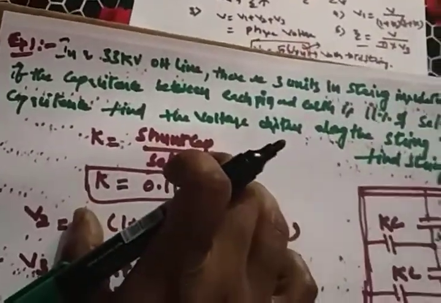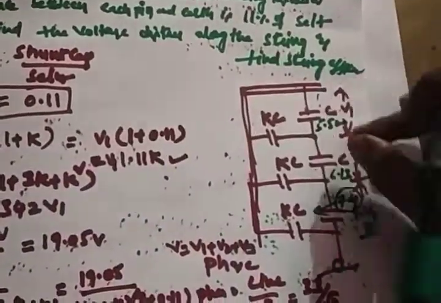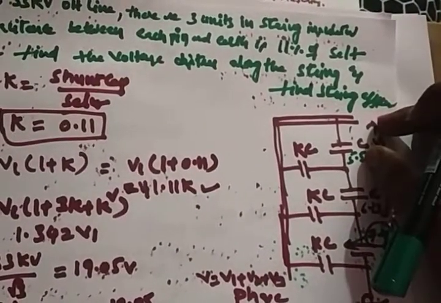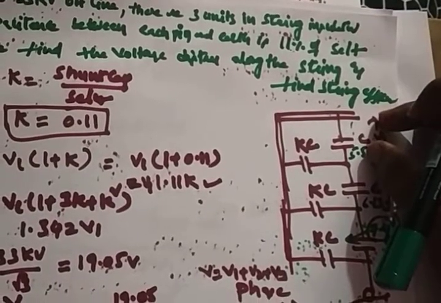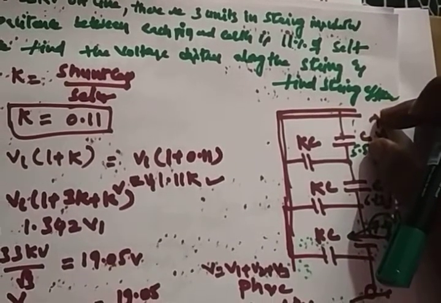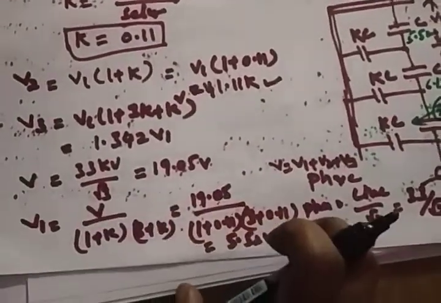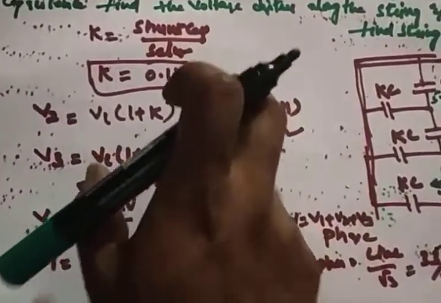Right. So in this way they'll ask the questions. They'll give the K value and ask you to find the voltage across each and every disc. You know the formulas. V2 is equal to V1 into 1 plus K, V3 is equal to V1 into 1 plus 3K plus K square, and V1 is equal to V by 1 plus K by 3 plus K. Just substitute, you'll find the V1, then substitute, you'll get the V2 and V3 values.